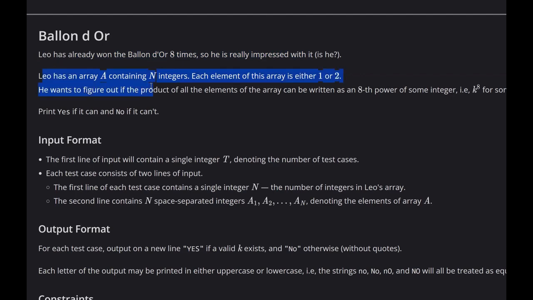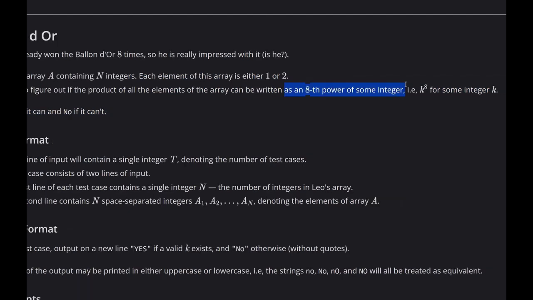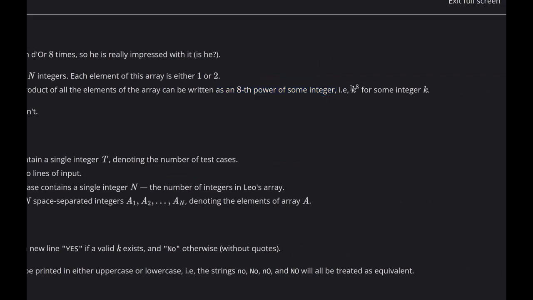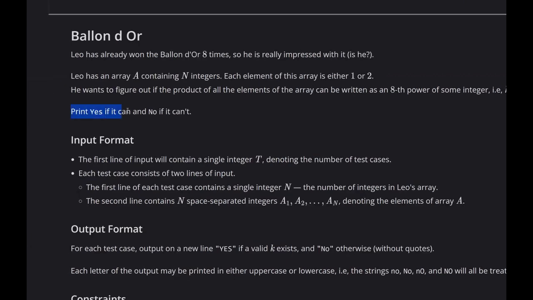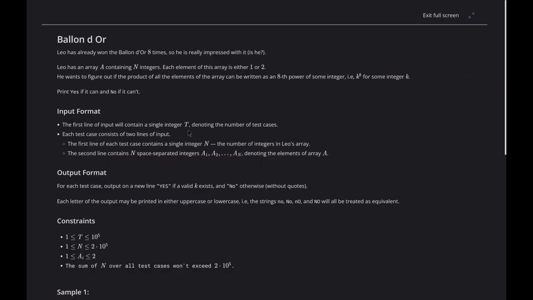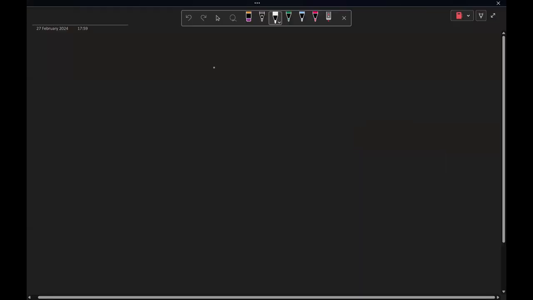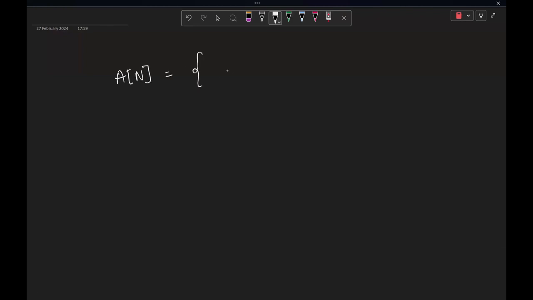Each element of this array is either 1 or 2. He wants to figure out if the product of all the elements of the array can be written as an eighth power of some integer, that is k raised to the power 8 for some integer k. We have to print yes if we can, otherwise we have to print no. So the problem is pretty simple. We have been given an array of size n, and all the elements of the array would either be 1 or 2. So the array might look something like this.